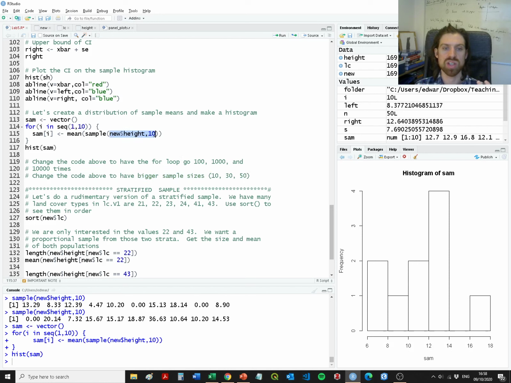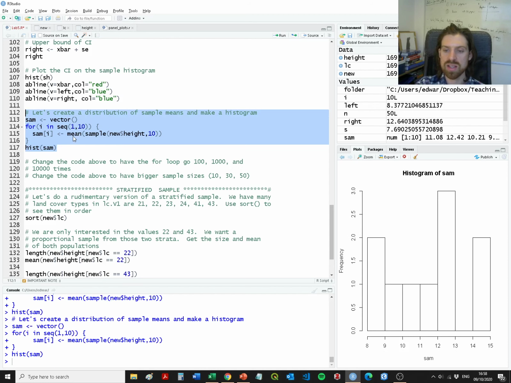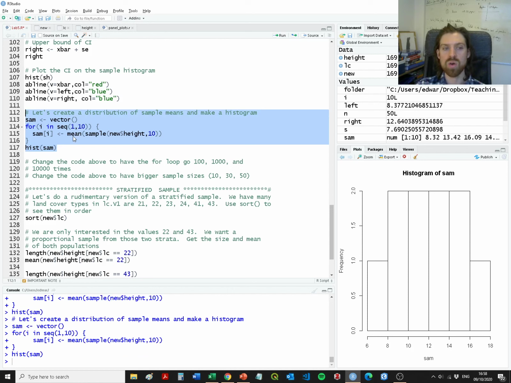So I want you to change this from 10 to 30 to 50. Each time that you do that, we're going to evaluate what happens over here with the histogram. You can see that it's changing a little bit each time that I run it now, but we're basically keeping the number of iterations in the loop and the number of samples each time the same. So it's not really changing too much about the underlying distribution that we end up with. Okay, so please do that now.